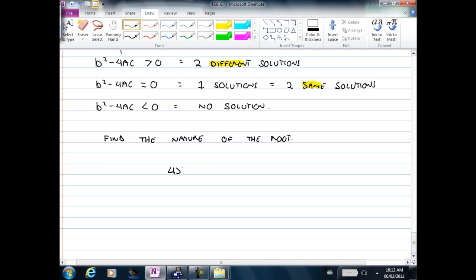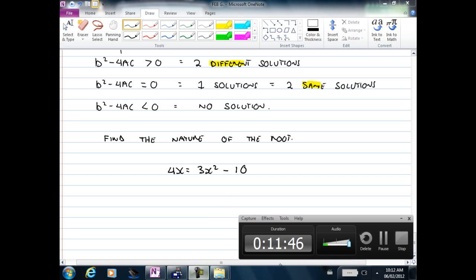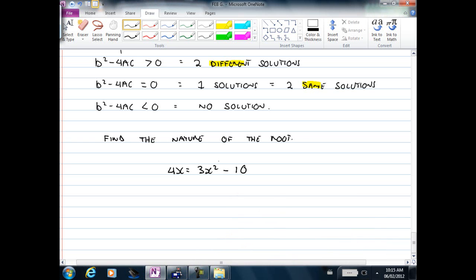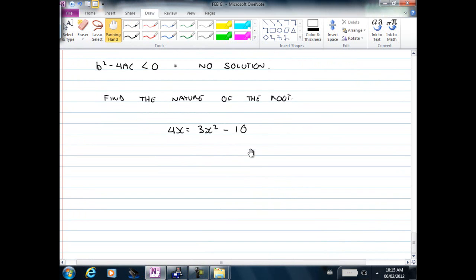4x equals to 3x squared minus 10. Solve it. Or find it. I'm not asking you to solve, I'm asking you to find the nature of the root. Alright guys, so I walked around, and the debate right now is either 0 solutions or 2 solutions. I'm going to say about 40% of you think it's 0 solutions. 60% of you think it's 2 solutions.